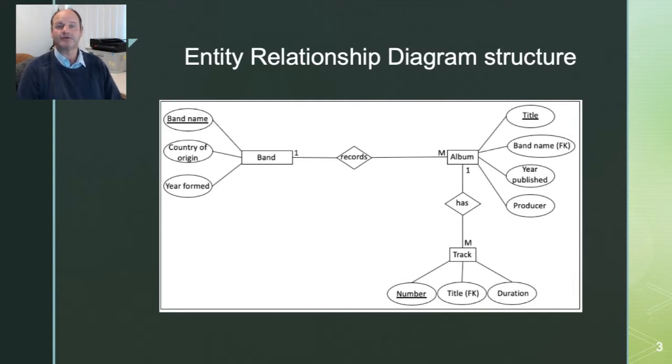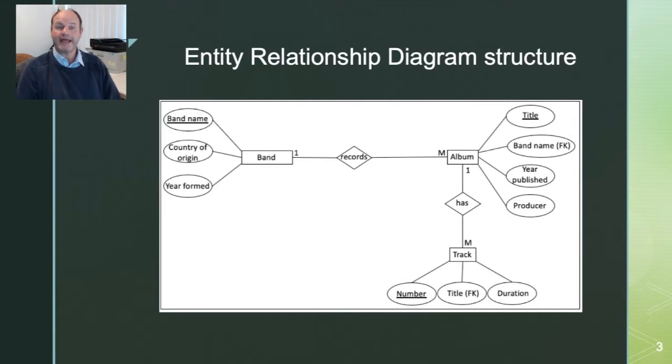The rectangles are the entities. These represent the tables in the database and contain information on people, jobs, or virtually anything. An entity's name should be singular, like band, album, and track. The diamonds show that there is a relationship between one entity and another. The word inside the diamond describes what the relationship is.